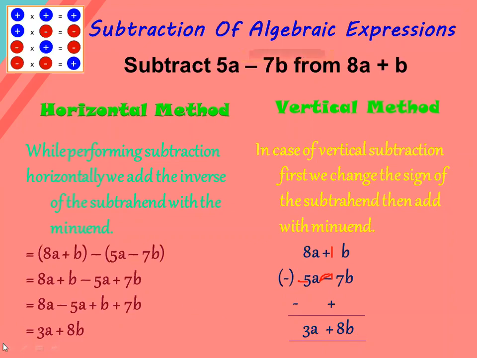As you can see here, in the horizontal method and in the vertical method, the answer will remain the same. In the horizontal method, you will write down each expression in a single line, and in the next step you are going to change the sign of the second expression. In the vertical method you are going to write down the first expression on the top and then the second expression below the first expression, and then you will change the sign of your second expression in the next line, and then simply add it.